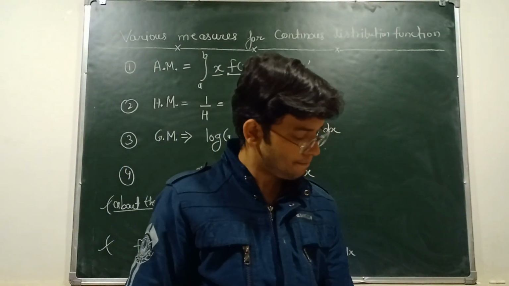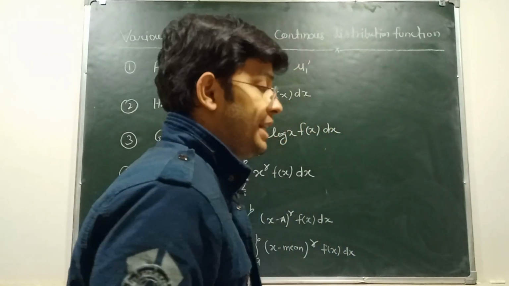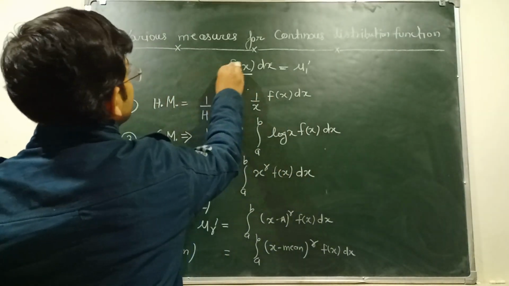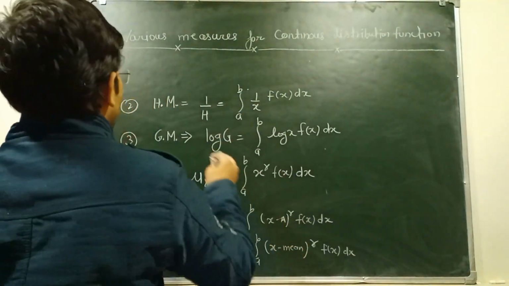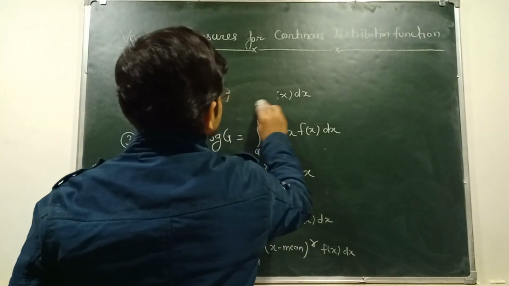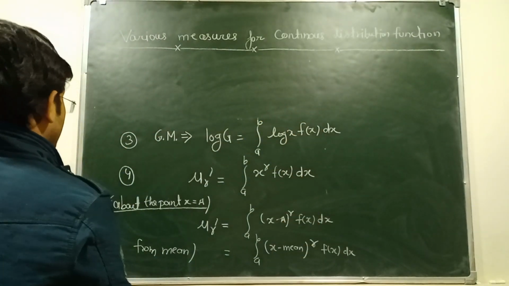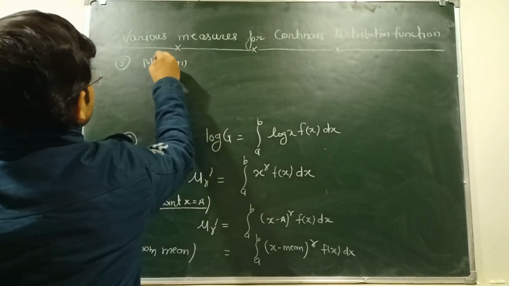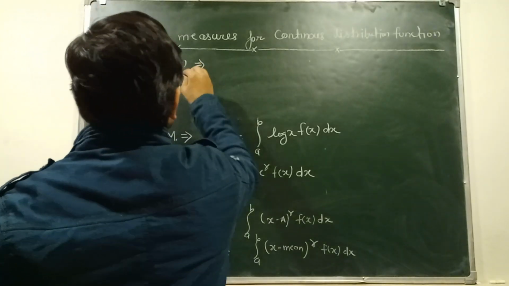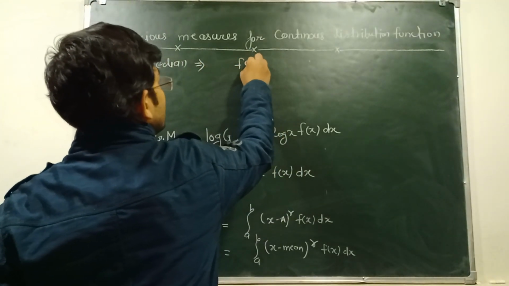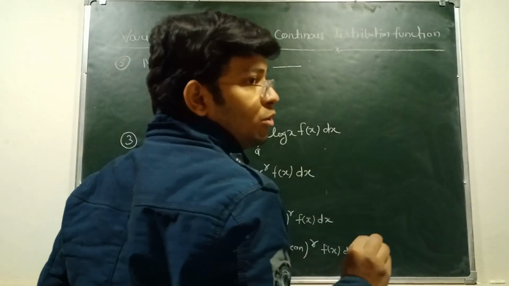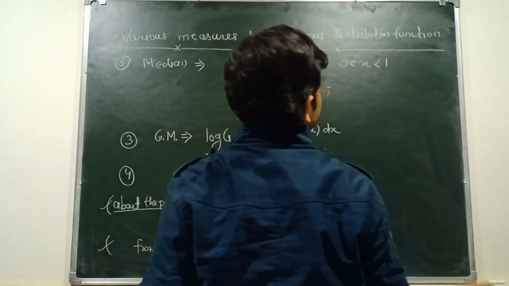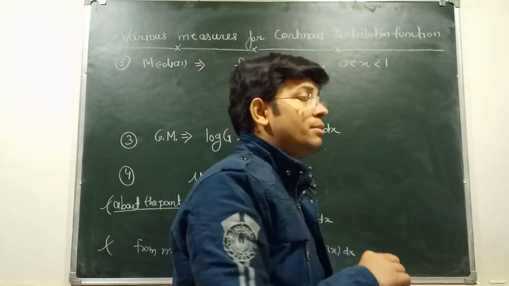Now the next term is median. Suppose we want to find the value of the median. In this case, suppose that we are given a function in the question and we are given limits also. Suppose that the limits are 0 to 1.